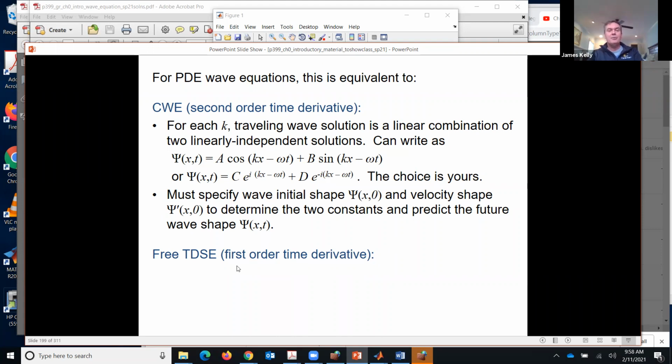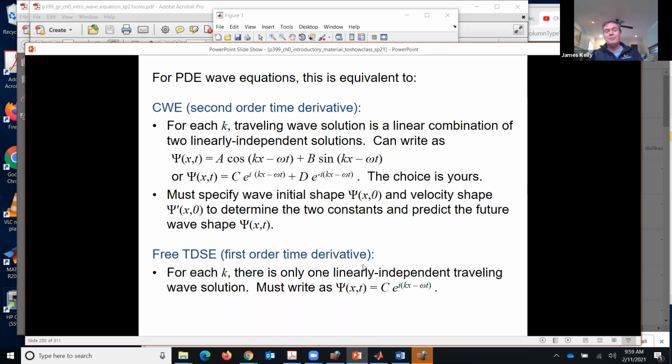Contrast that to the time-dependent Schrodinger equation, which has that first order time derivative. In this case, for each k, there's only one linearly independent traveling wave solution. I don't have both kinds of complex exponentials. I don't have both e to the i(kx minus omega t) and e to the minus i(kx minus omega t). Only one of them comes in, the one with the plus sign up in the exponent there. And that means that the cosines and sines aren't going to be solutions because they would be linear combinations of both of those. Only one of them is a solution.